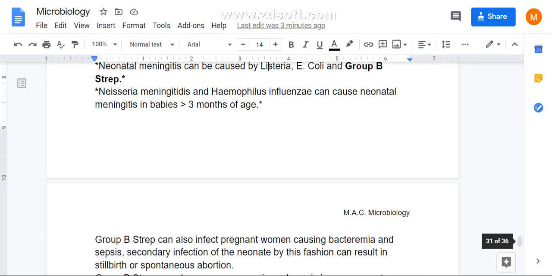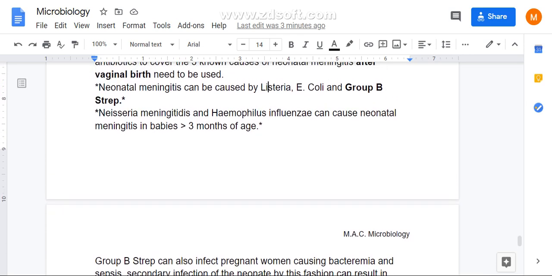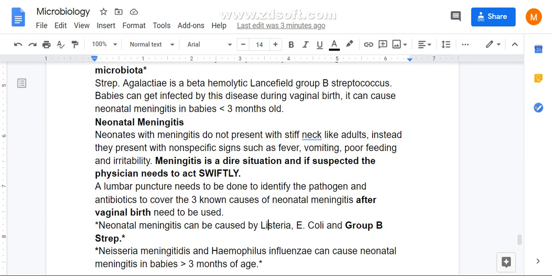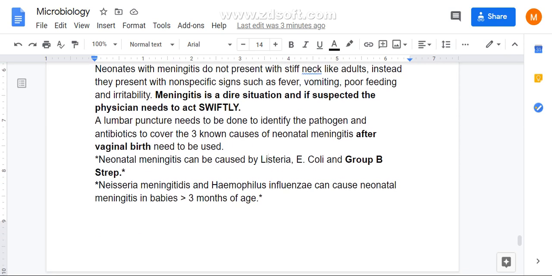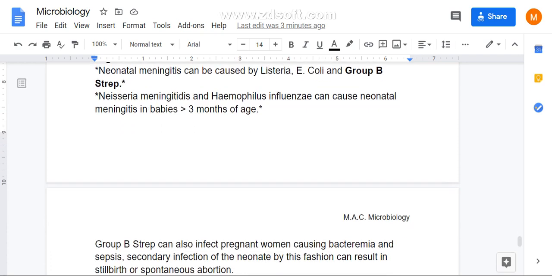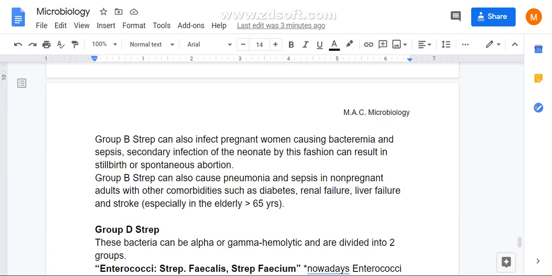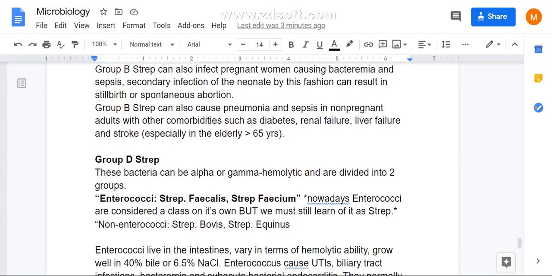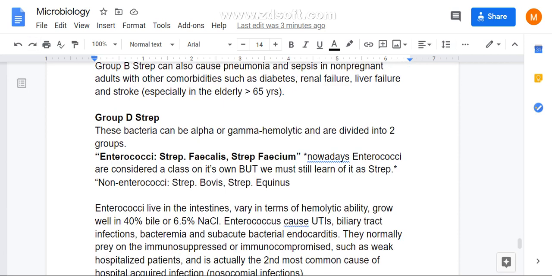So just to recap, group B strep, most important thing, babies. And the second most important thing is neonatal meningitis. It's a very dangerous situation, so you need to act very quickly, right? Right. So group D strep.